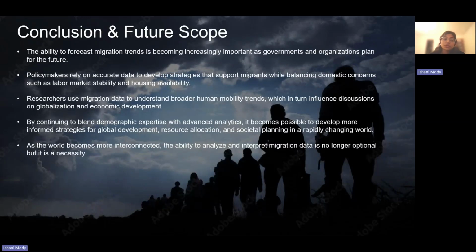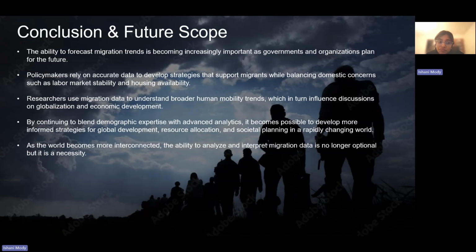In order to conclude, I would say that as the times keep changing, the trends will of course keep changing, and there will be more features added to the migration analysis. And I think it's important for governments and organizations to keep a note of it to plan a better future.